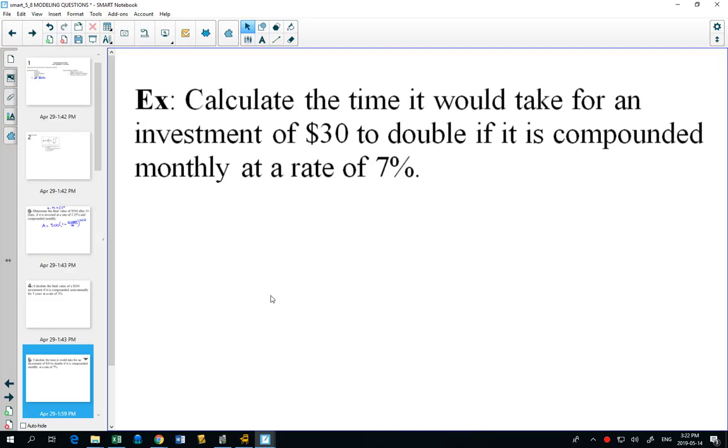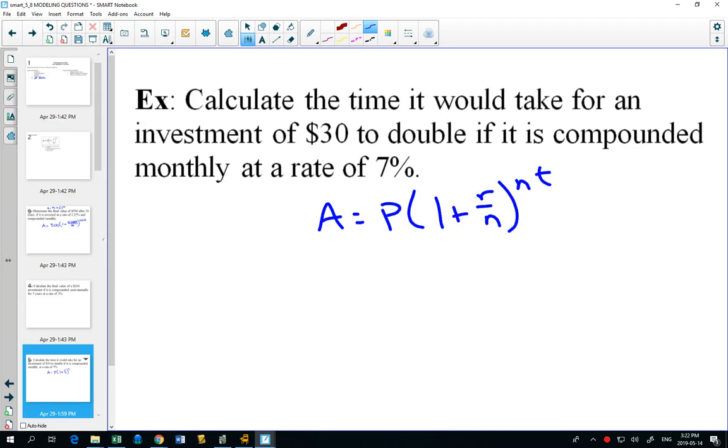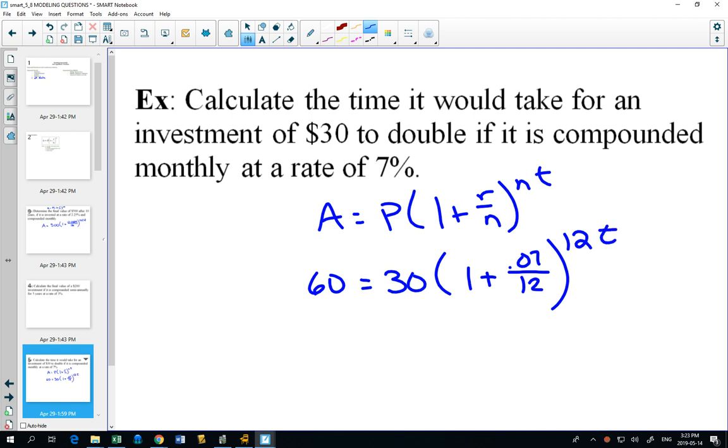need to use logarithms. So if we put everything into our formula, and again, I'll put the formula there and plug everything in. We have an investment of $30. So we know the principal is 30. That's what we started with. What can we put in for the amount? 60. And then 1 plus the interest rate is 7%. Compounded monthly, 12 times a year, 12, and we want to solve for t.